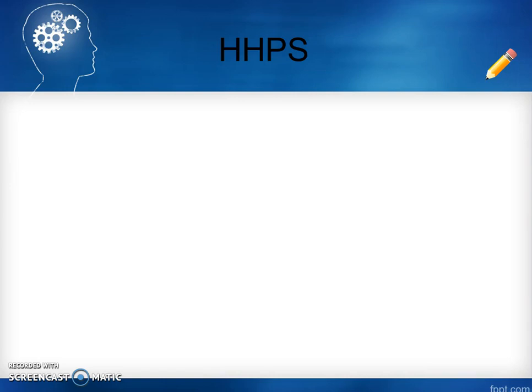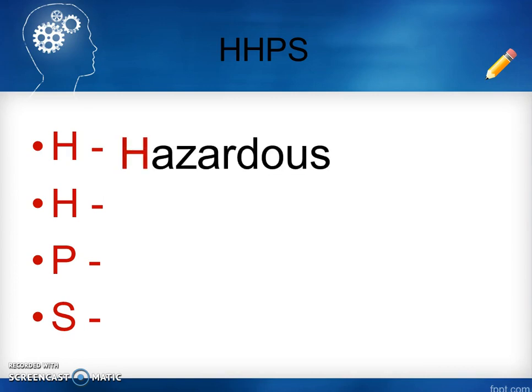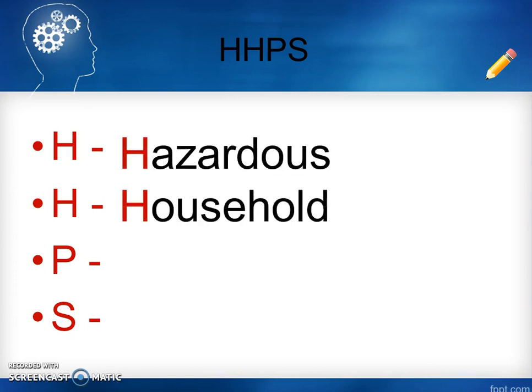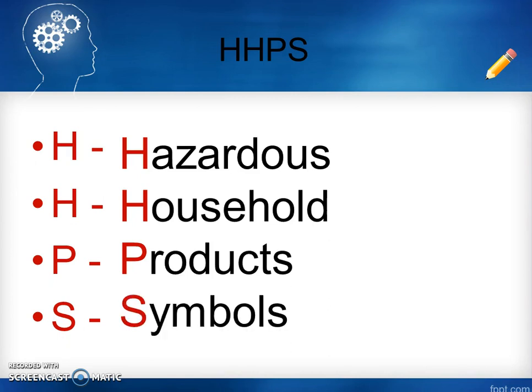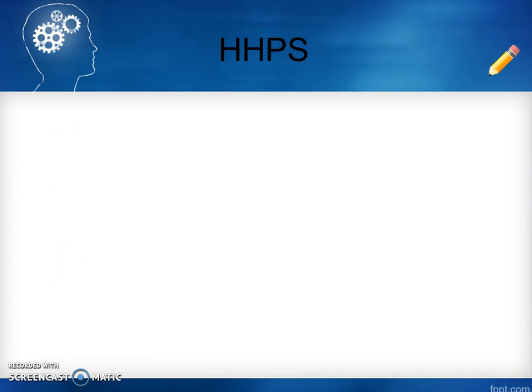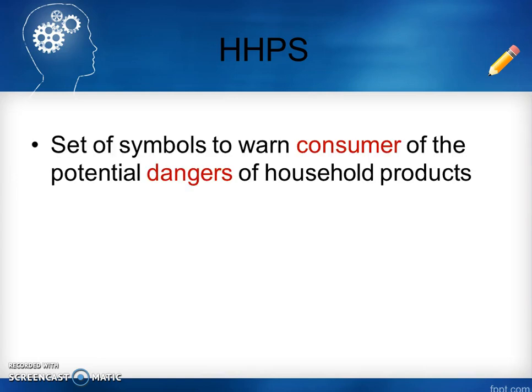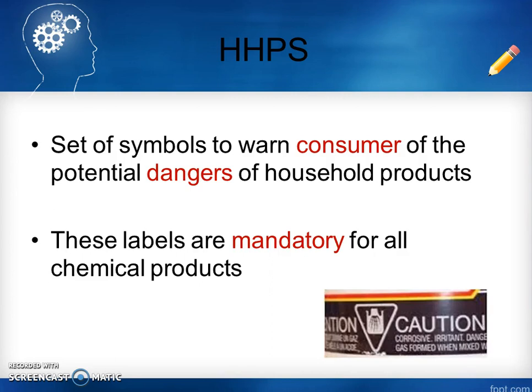Okay, the next thing we're going to look at in this PowerPoint video are HHPS, or hazardous household product symbols. Just like WHMIS, HHPS is a system that's been created to inform the consumer of potential dangers, but of household products, things that you'd find under your cupboard, in your garage. These labels are mandatory for all chemical products.